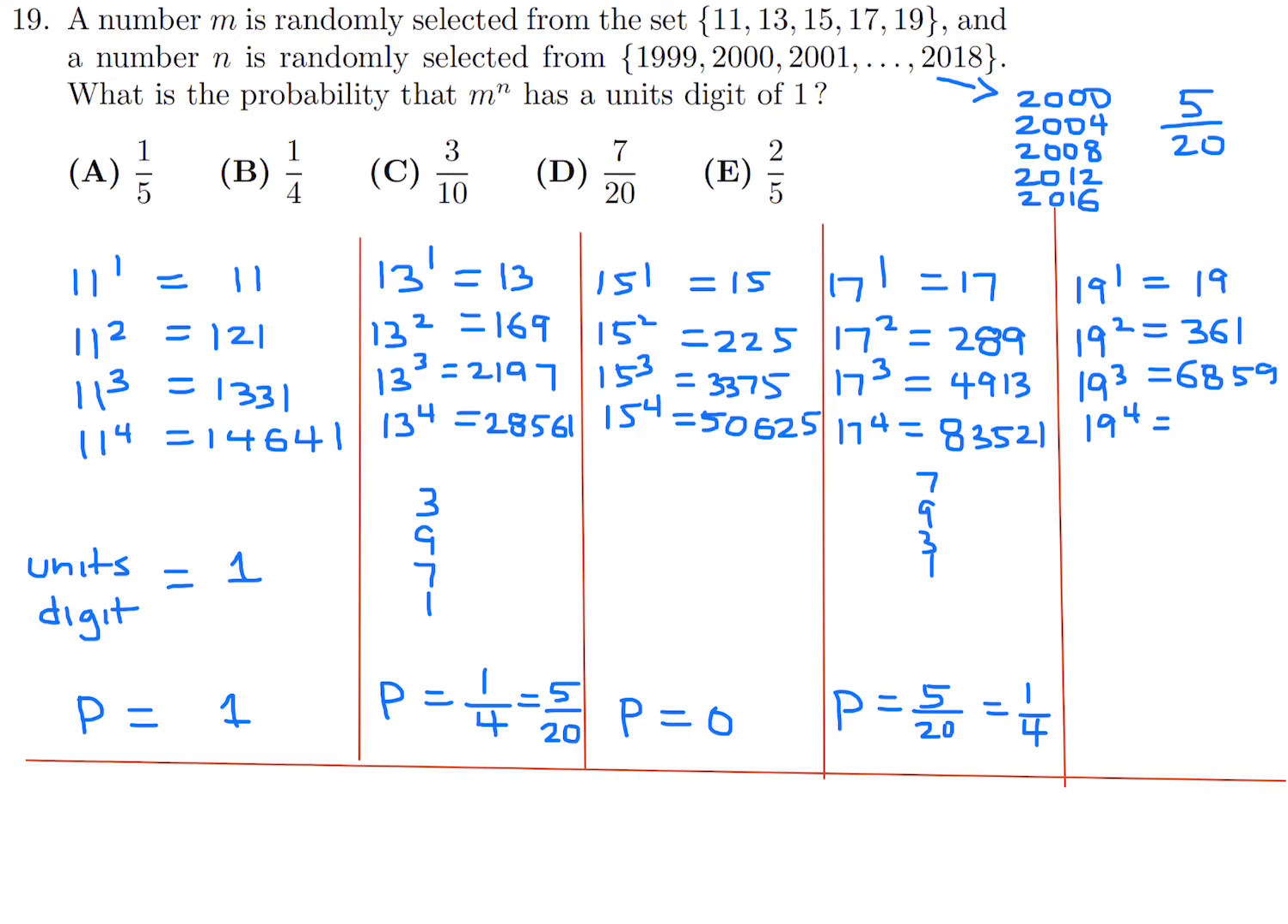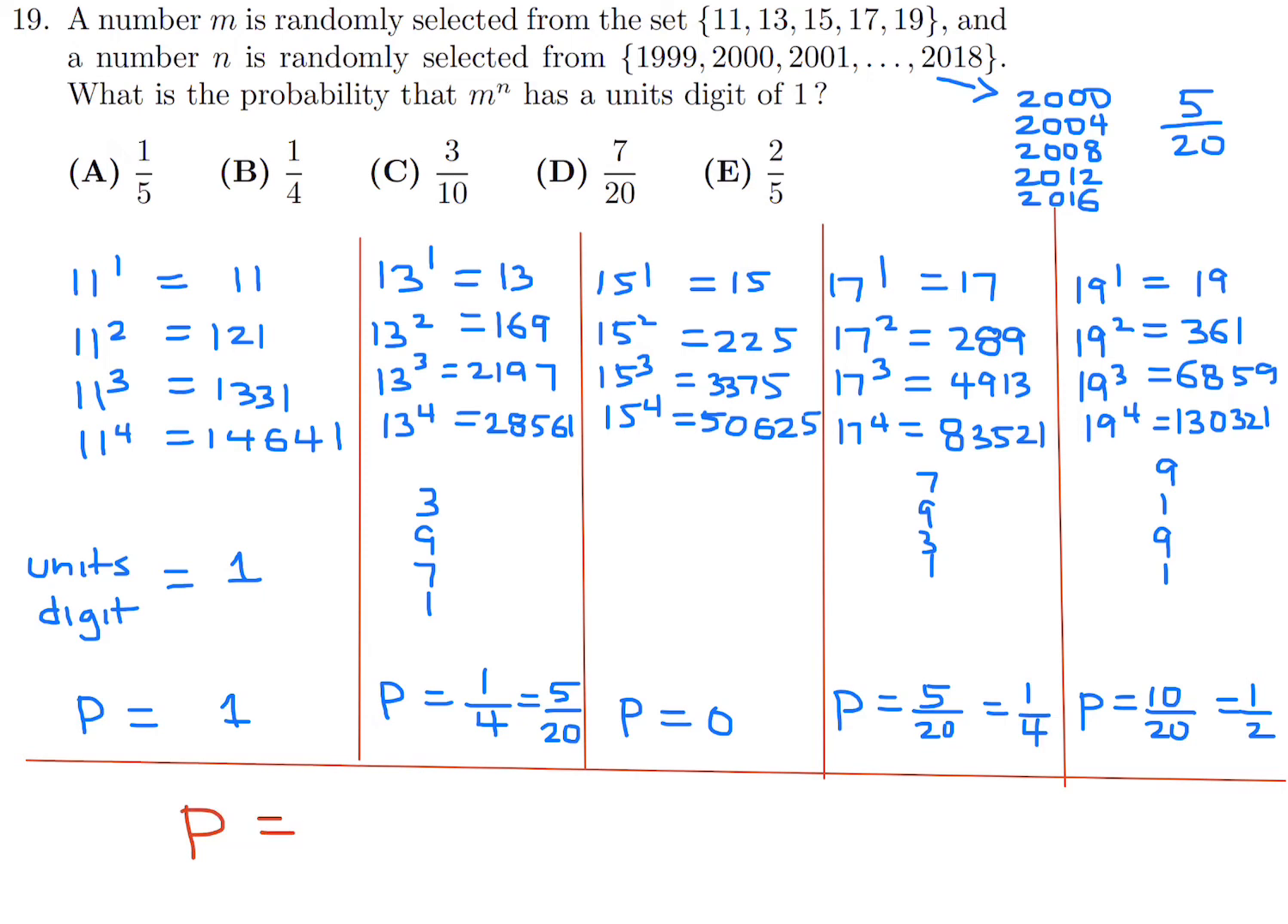And then this is 13321. Okay, so this actually repeats 9191 like that. That's interesting. So that means that every time the exponent is even, the units digit will be 1. So how many of these 20 numbers are even? 10 of them. So the probability is 10 over 20, which is just a half. Okay, interesting. All right, so now we've got to combine them.